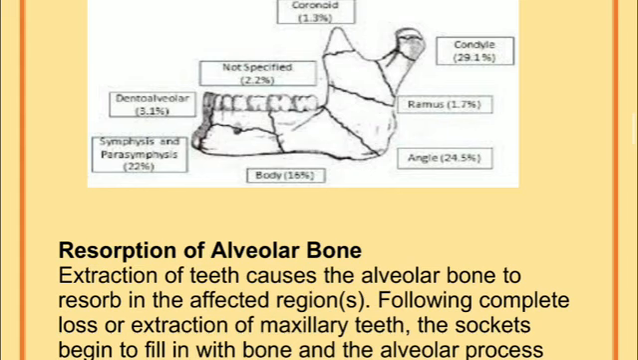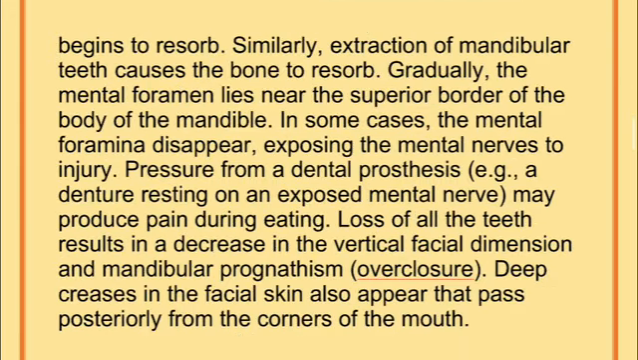Now, resorption of alveolar bone. When there is extraction of teeth, this causes the alveolar bone to resorb in the affected regions. So when there is complete extraction or complete loss of the maxillary teeth, the sockets begin to fill in with bone, and then the alveolar processes begin to resorb. The same thing applies to the mandible. Extraction of mandibular teeth causes the alveolar bone to resorb.